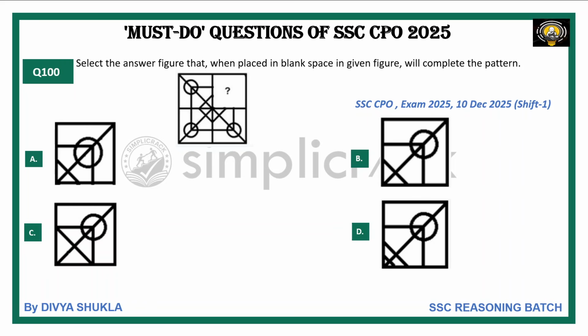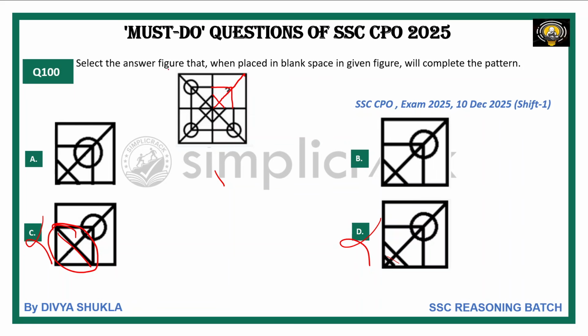Select the answer figure which when placed in the blank space in the given figure will complete the pattern. Okay, so firstly I would need these two lines to complete this square. After this I want a line which would act as a diagonal of both of these squares. Till now everything is clear. In this you can see that there are two lines, and this type of line is also present which is not present anywhere, so eliminate this. After this you need this type of line, but there is no other line like this. So option D is also eliminated.